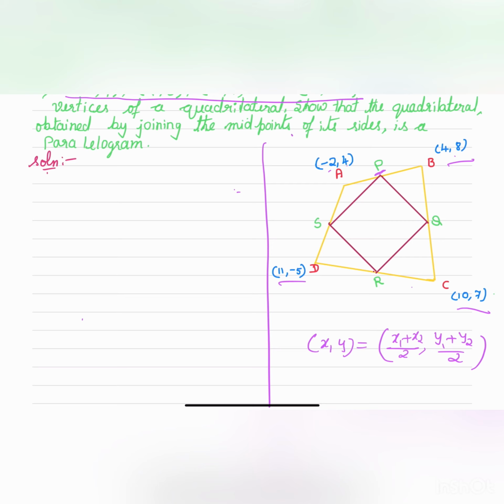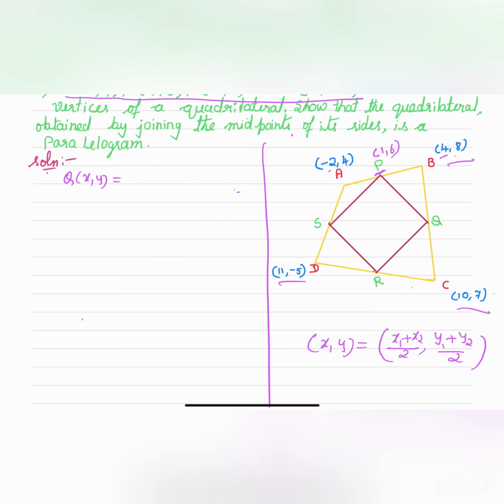8). So x1 will be -2 and x2 is 4. Then y1 is 4 and y2 is 8. So P(x, y) is equal to ((-2 + 4)/2, (4 + 8)/2). If we simplify this further, we'll get (2/2, 12/2). And after simplifying further, we are getting (1, 6) for P. So the coordinates of P are (1, 6).